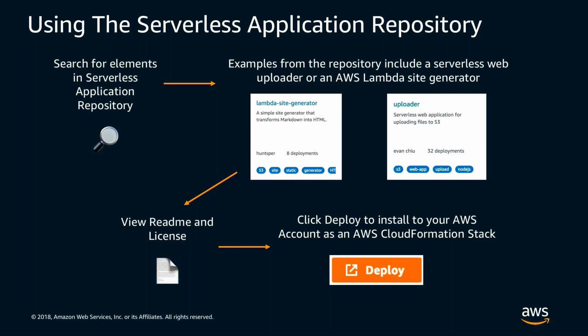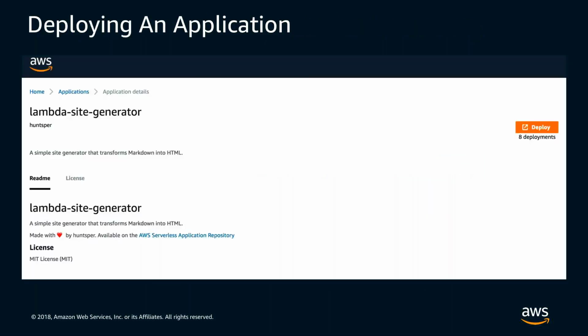So this is the Lambda site generator page. It's a very simple page. It shows you the README. You can click on the license. It's got a little bit of information, and it's got an MIT license. It's also got a big orange deploy button.